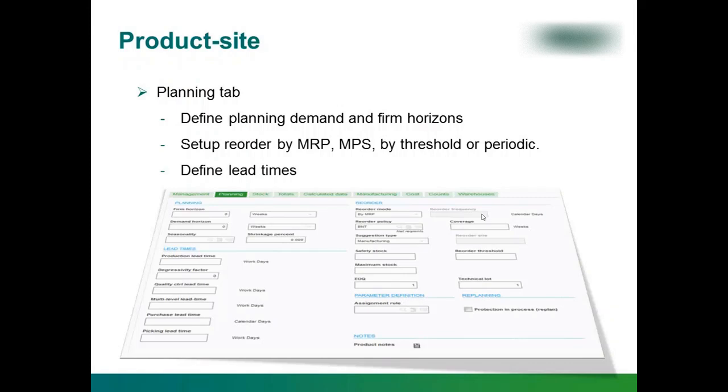Then there's a planning tab. In the planning section, this defines the demand and firm horizons for the product. You set up reordering. This indicates whether the product must be reordered by MRP, MPS, the reorder process with threshold, or periodic replenishment. And you define the lead times for production, quality control, purchasing, and picking.